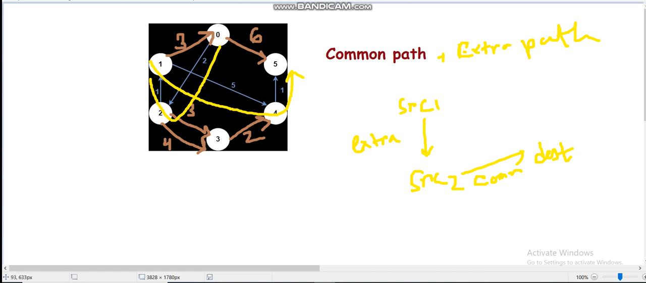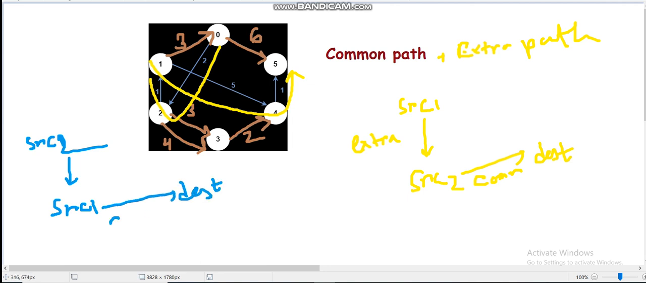And in the second case, what could happen? It could happen that source 2 goes to source 1, and source 1 goes to destination. This could be the second way out. So now this is the common path, and this is extra.